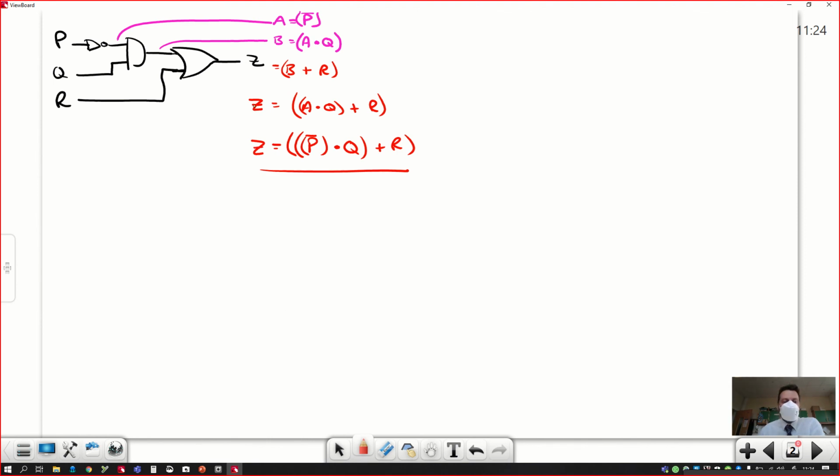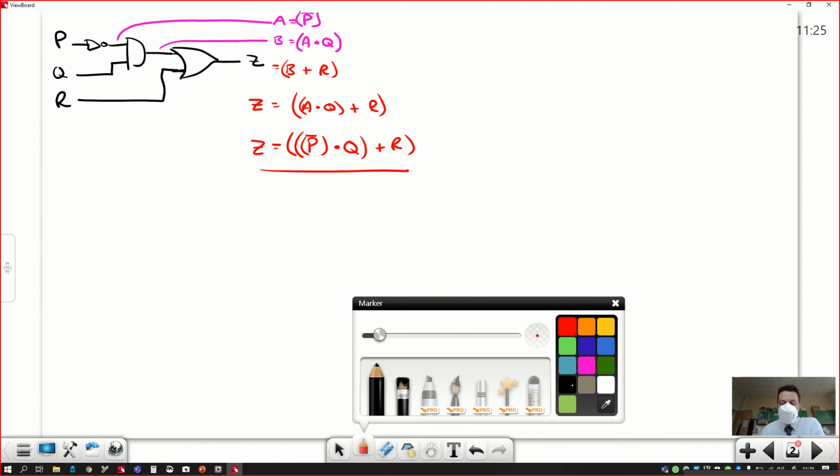Some people might be able to see it just by looking at the circuit, that it's not P and Q or R. In this case, it's a bit simpler to do that, and some circuits can be a little bit more complex. And this is about identifying the intermediate signals, so identify those intermediates.